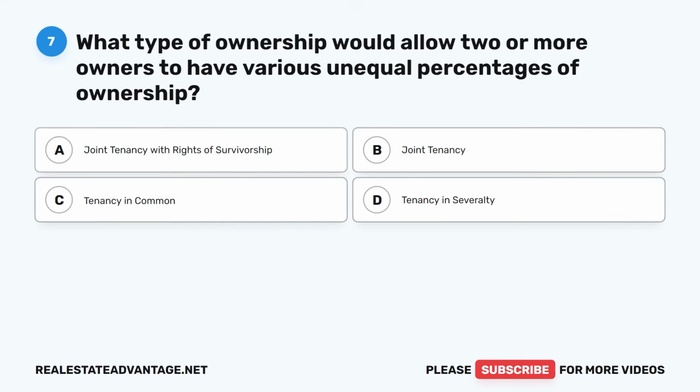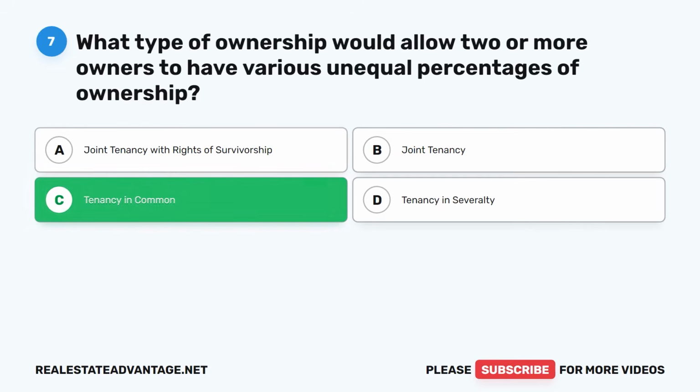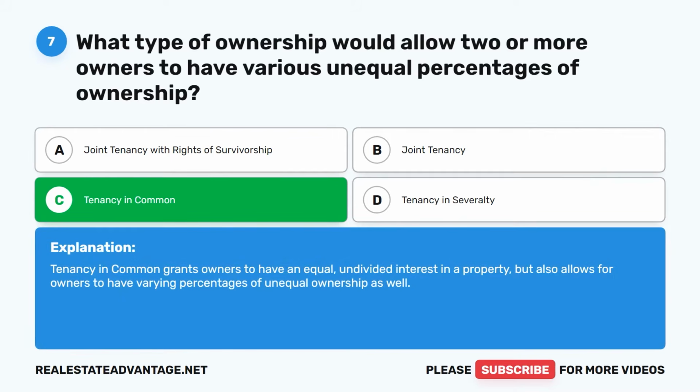Question 7. What type of ownership would allow 2 or more owners to have various unequal percentages of ownership? A. Joint tenancy with rights of survivorship. B. Joint tenancy. C. Tenancy in common. D. Tenancy in severalty. The correct answer is C. Tenancy in common. Tenancy in common grants owners an undivided interest in a property, but also allows for owners to have varying percentages of unequal ownership as well.